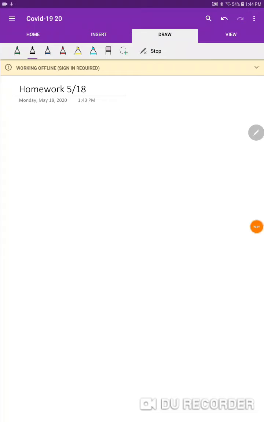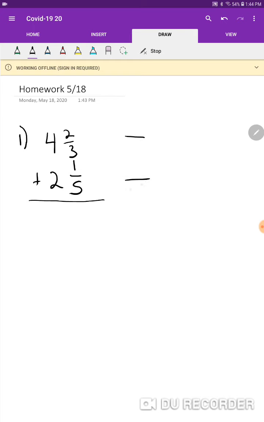Okay, let's correct yesterday's homework. All right, first one, number one. We have an adding fractions with unlike denominators. That's pretty easy. We stack it, so we have 4 and 2/3 plus 2 and 1/5. Okay, stack it. Fraction bars far away. You guys should remember how to do this.